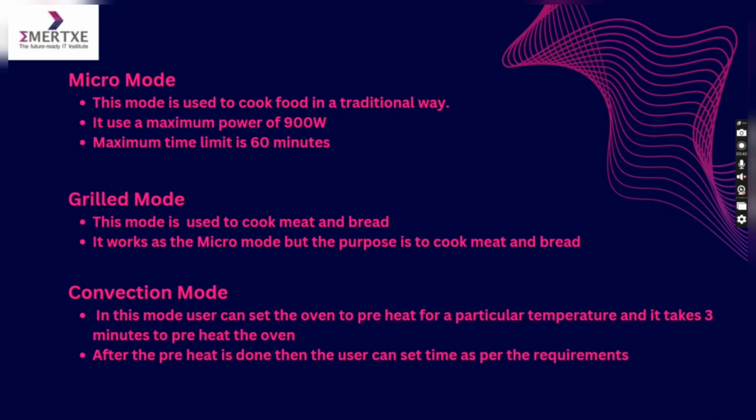In grill mode, this mode is used to cook meat and bread. It works as the micro mode, but the purpose of this is to cook meat and bread. In convection mode, the user can set the oven to preheat to a particular temperature and it takes 3 minutes to preheat the oven. After the preheat is done, then the user can set the time as per the requirement.